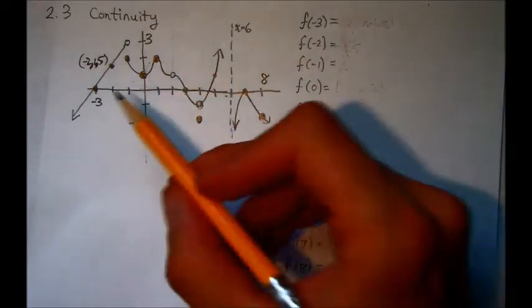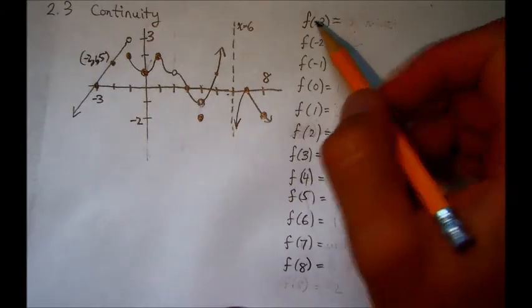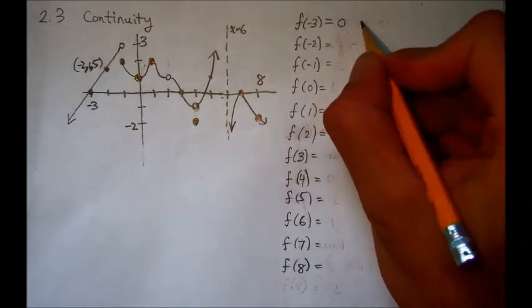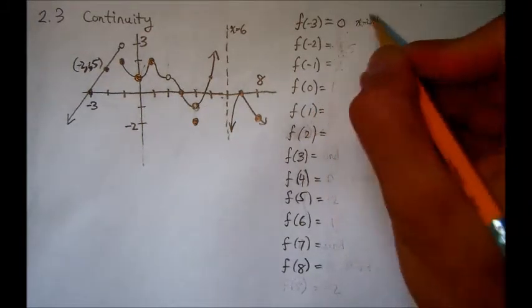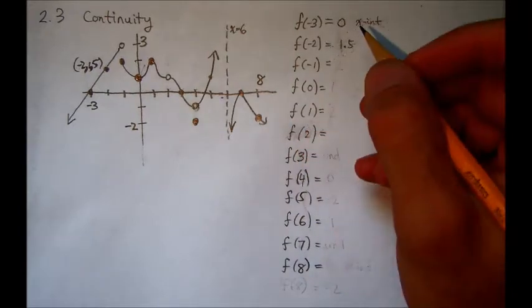Okay, so remember what this means. This means to find the y value when x is -3. So for this graph, that's an x-intercept. Y value is 0. Okay, and for -2, I've already labeled the y value as 1.5.